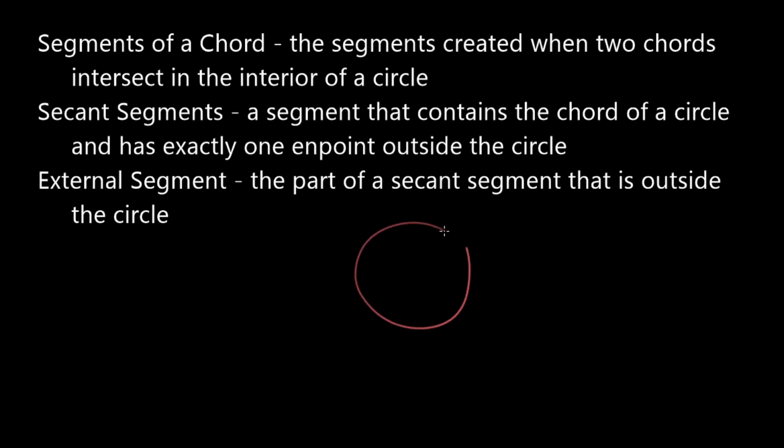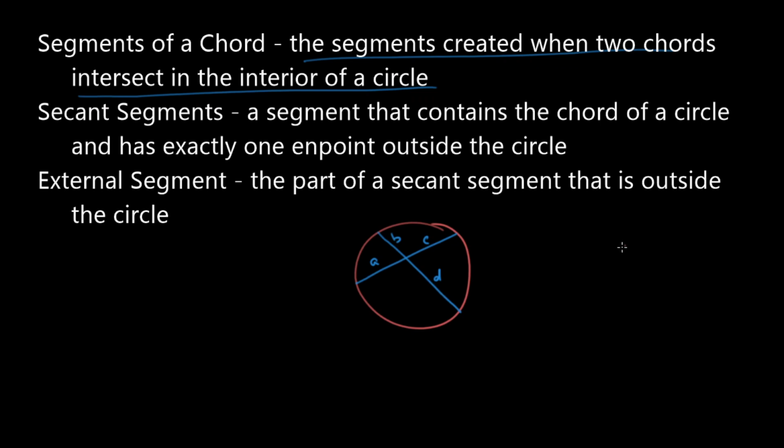So if I have a circle, segments of a chord are these. So if I have 2 segments that intersect each other, these are both chords, and what I have then are 4 segments of chords. So these are the segments created when 2 chords intersect in the interior of a circle. So I have 1, 2, 3, 4, A, B, C, and D, 4 segments of chords here. The next 2 kind of go together.